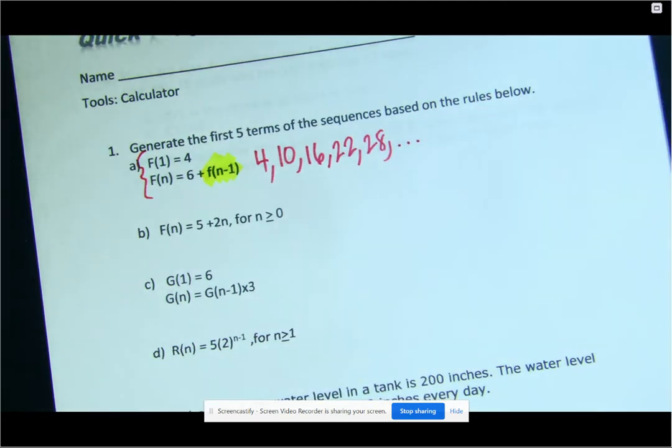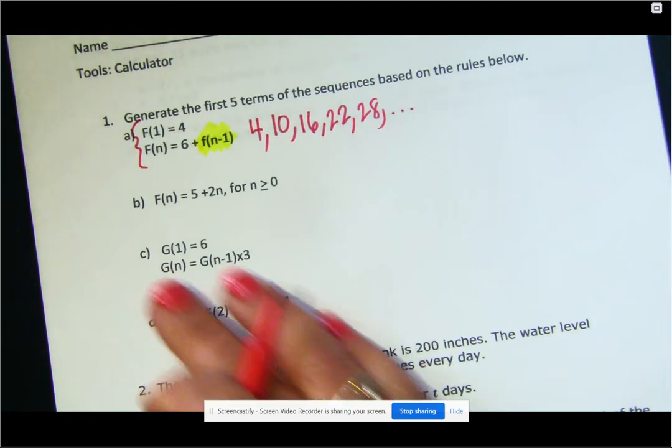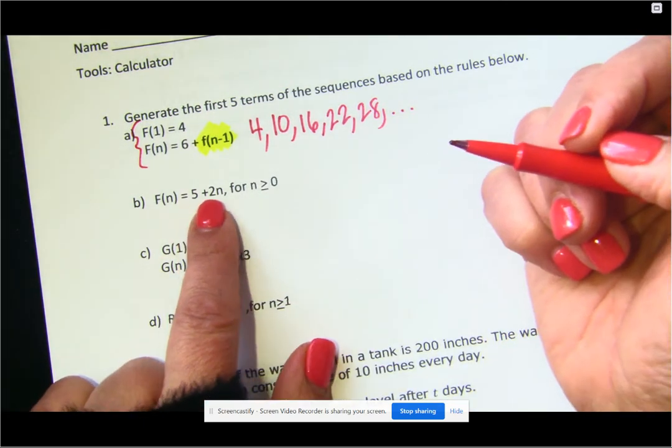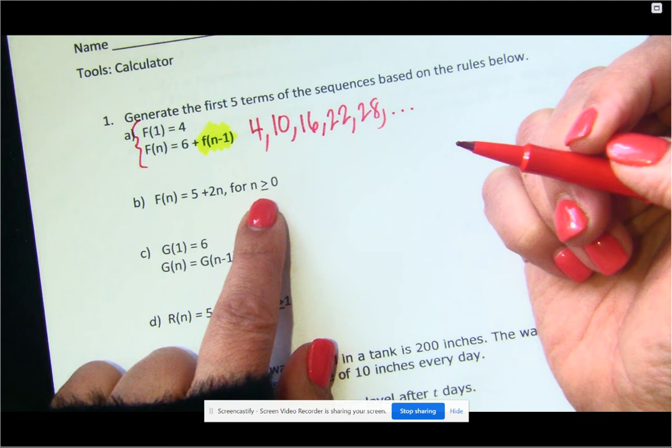Okay, this is an explicit rule for letter B. Notice how they don't tell me the first term. Now, some people can get good at understanding and they can tell what the first term is. I'm going to teach you how you can just plug in numbers and generate the sequence in case you don't understand what the rule says. So this says 5 plus 2n for n is greater than or equal to 0.